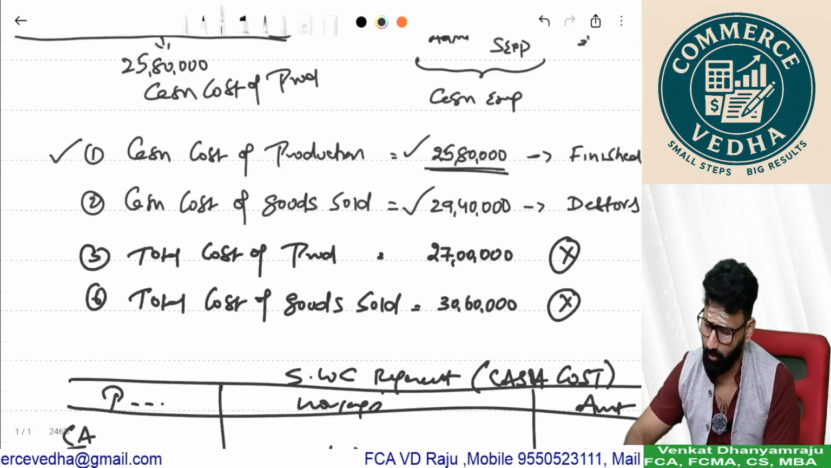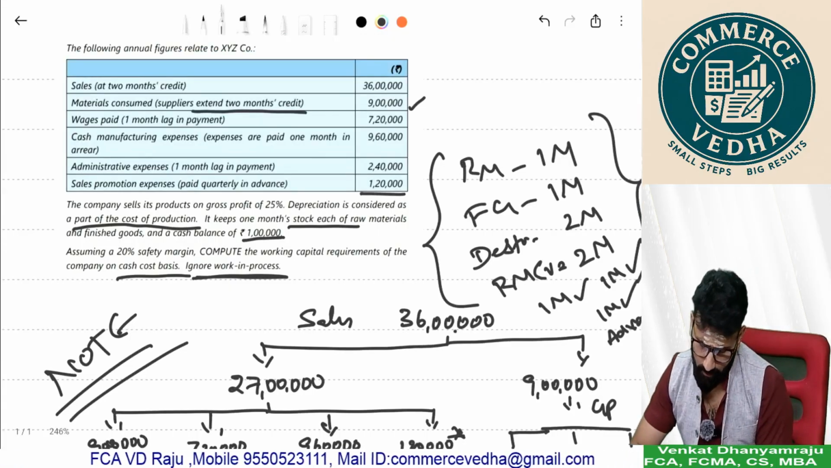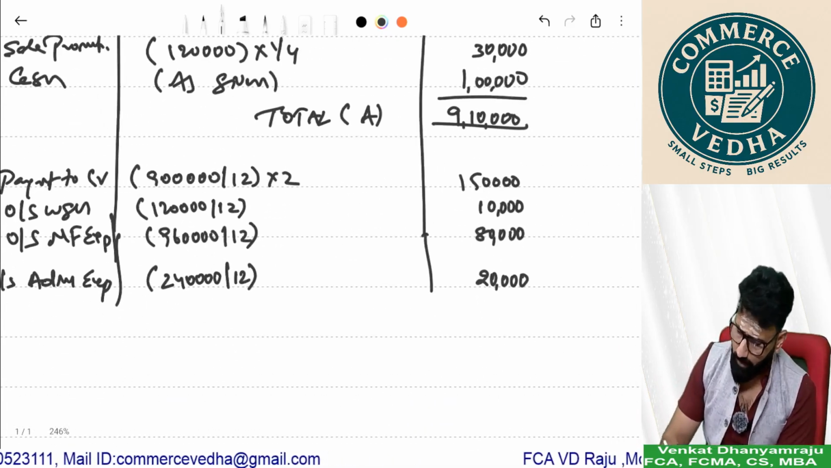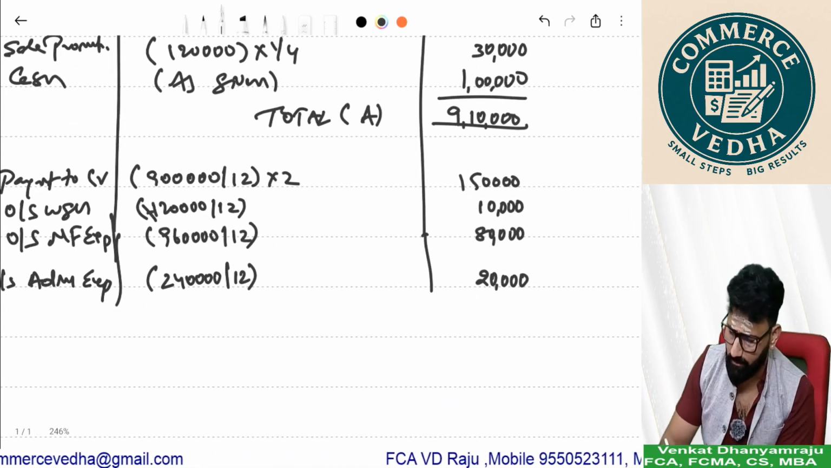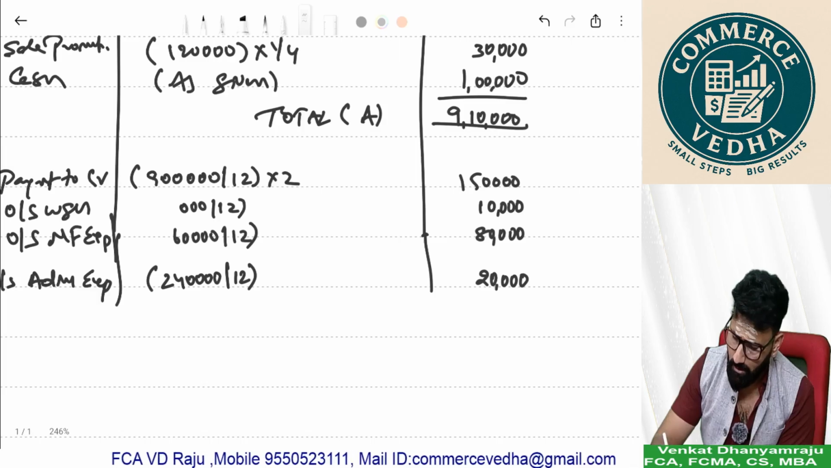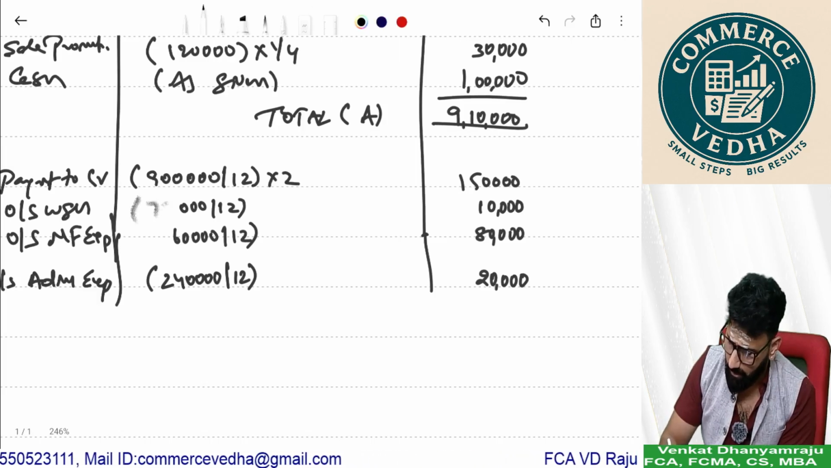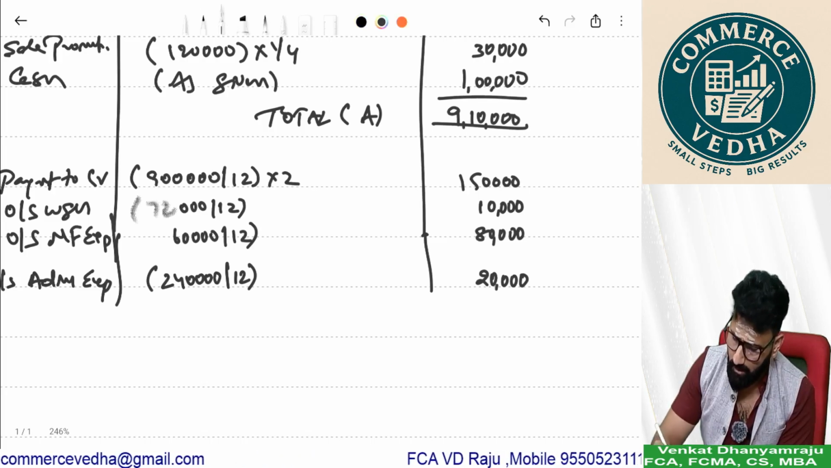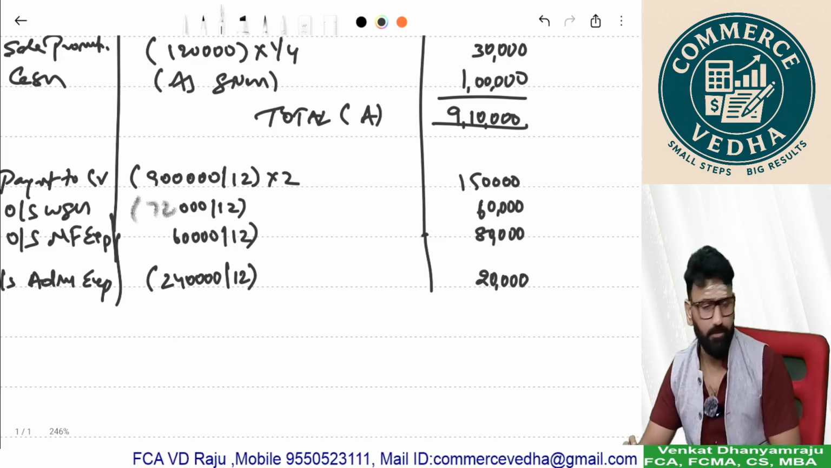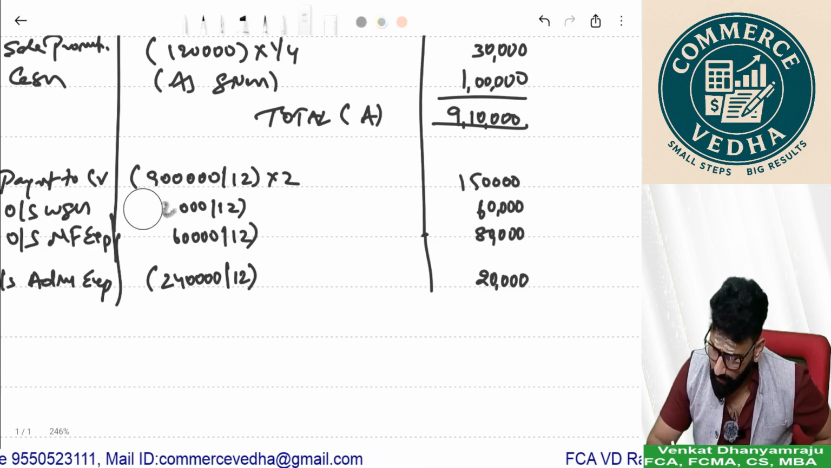So let us see what this is. Wages 720, not 120. Wages is 720. A little change here. Wages are 720 by 12, it will be 60,000. So wages done. I just want to make it clean.